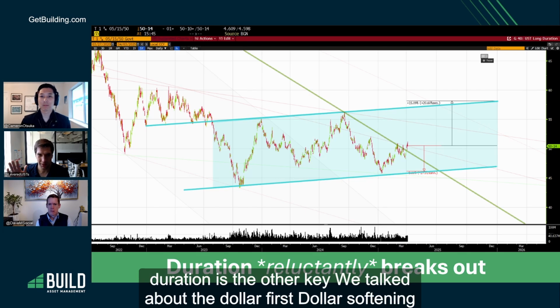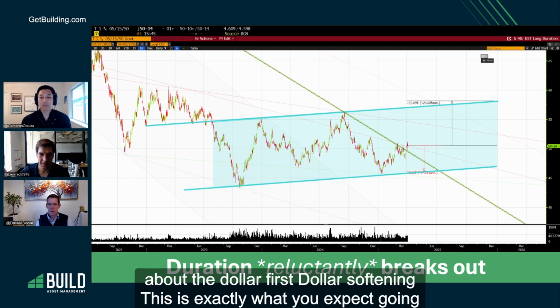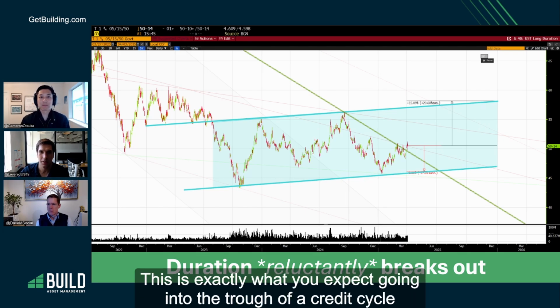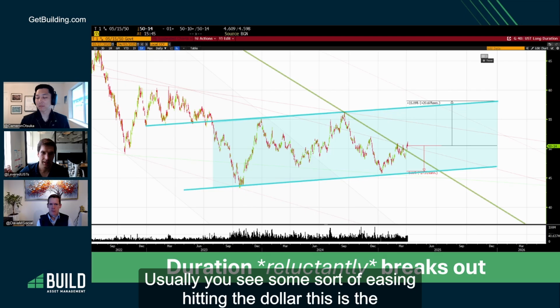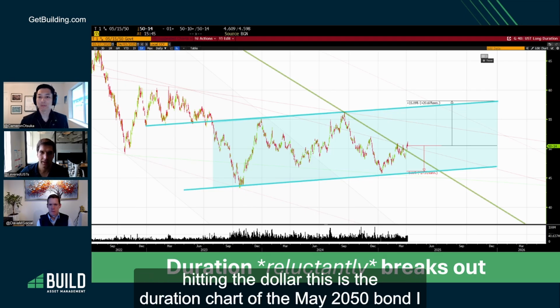Duration is the other key. We talked about the dollar first. Dollar softening. This is exactly what you expect going into the trough of a credit cycle. Usually you see some sort of easing hitting the dollar.